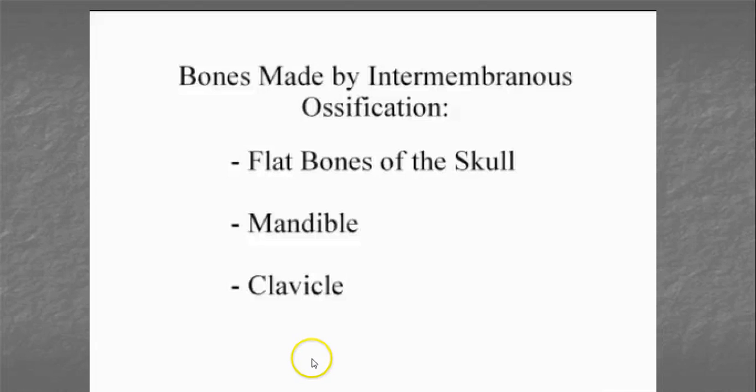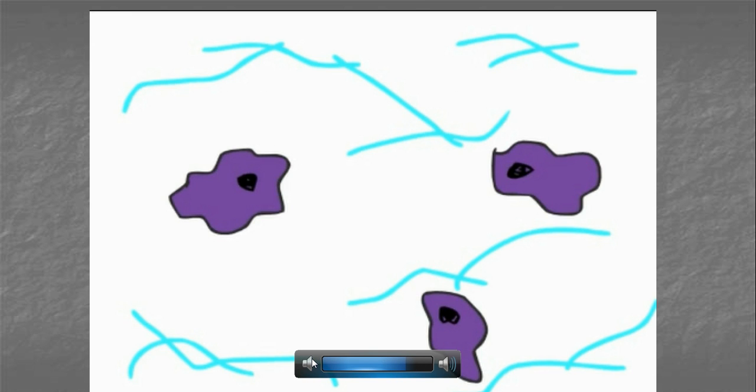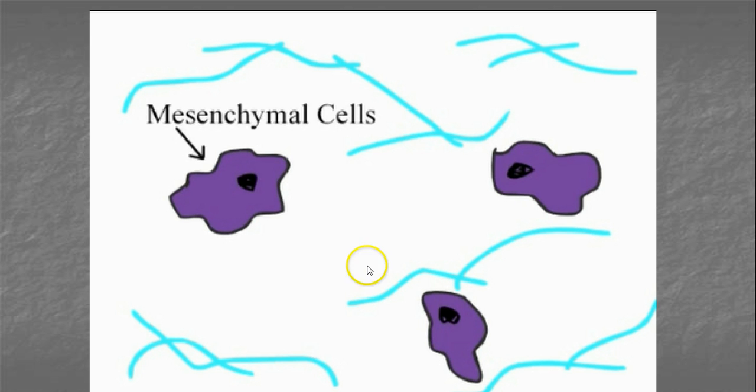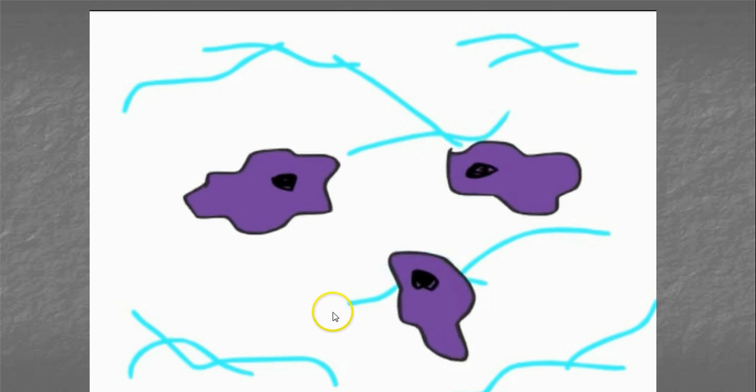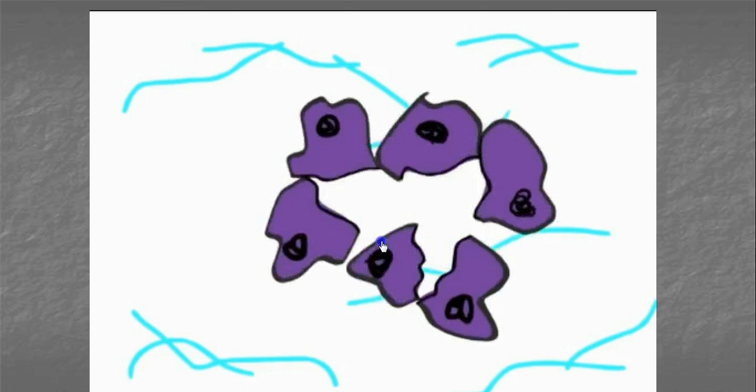Intramembranous ossification results in the formation of bones, specifically the flat bones of the skull, the mandible, and the clavicle. To begin, intramembranous ossification takes place in mesenchymal or fibrous connective tissue. In the connective tissue, mesenchymal stem cells come together or aggregate and then begin replicating.